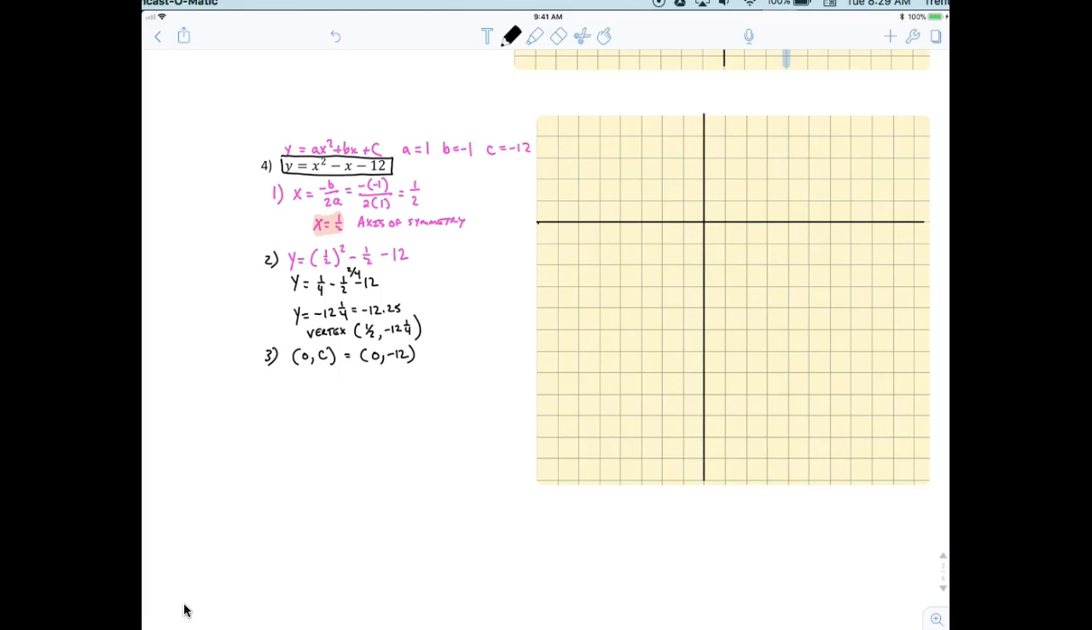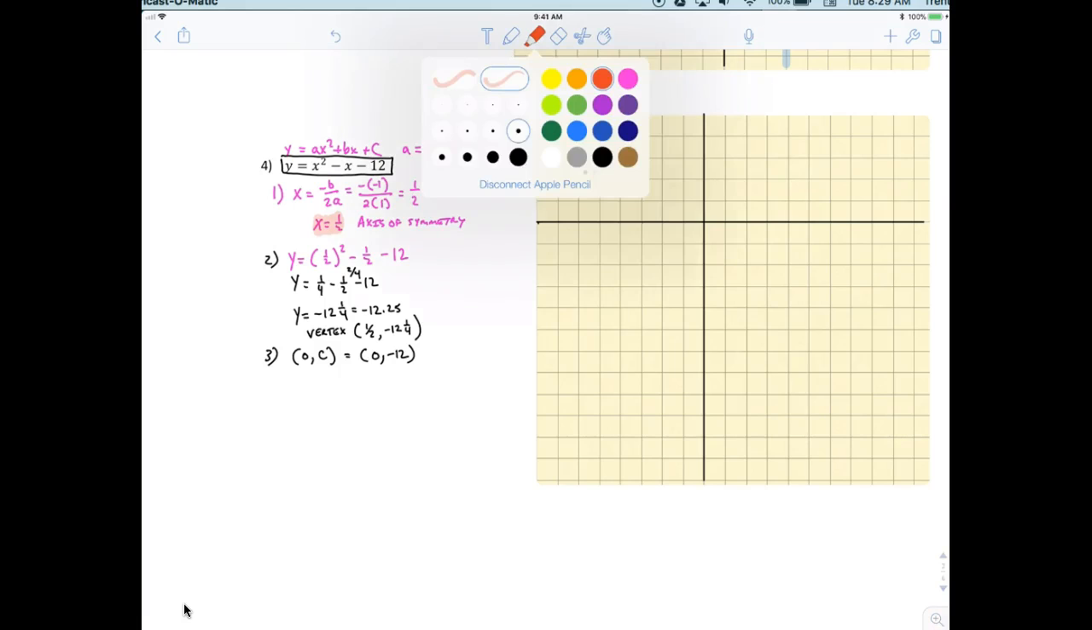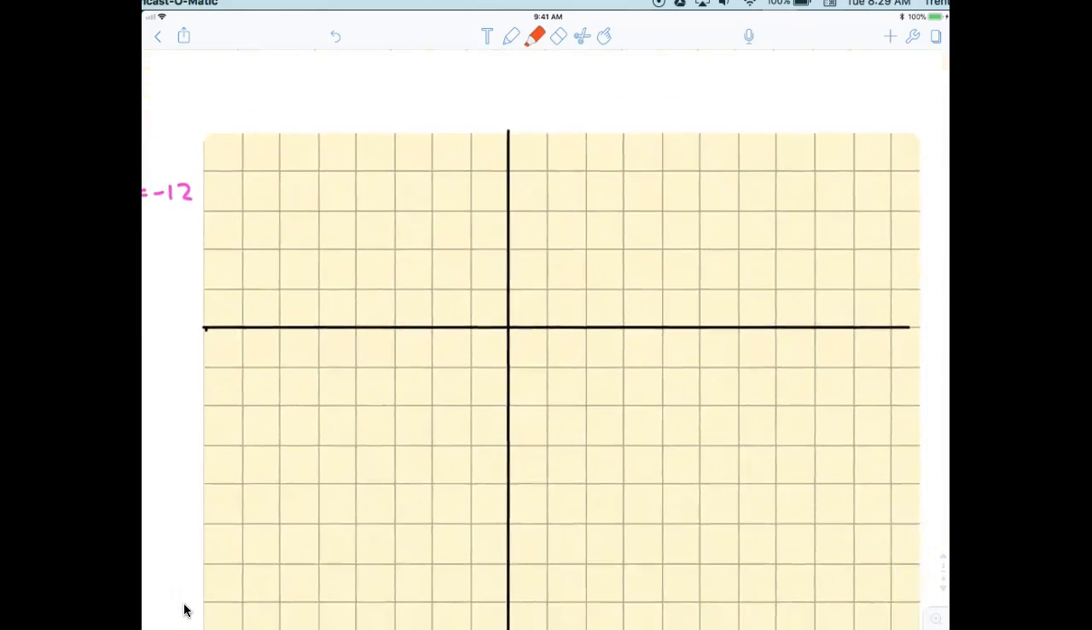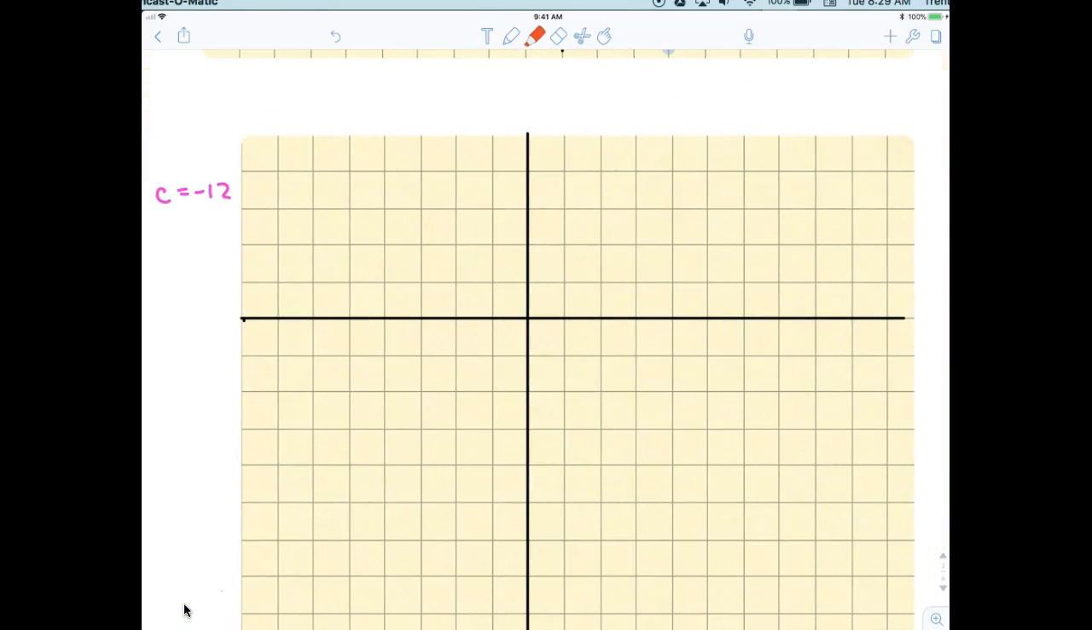Now let's draw in the axis of symmetry. The axis of symmetry is going to go at x equals 1/2. Right? So for x equals 1/2, here is the 1/2 mark. It's going to go straight down.